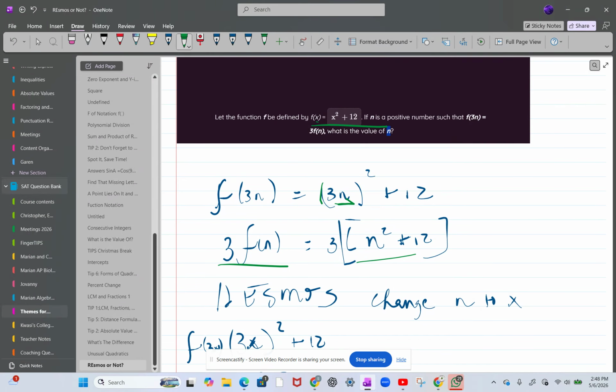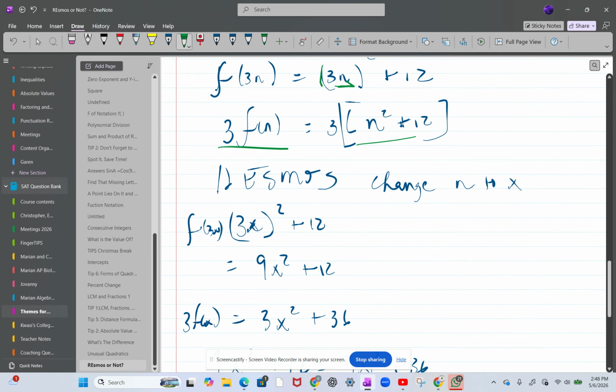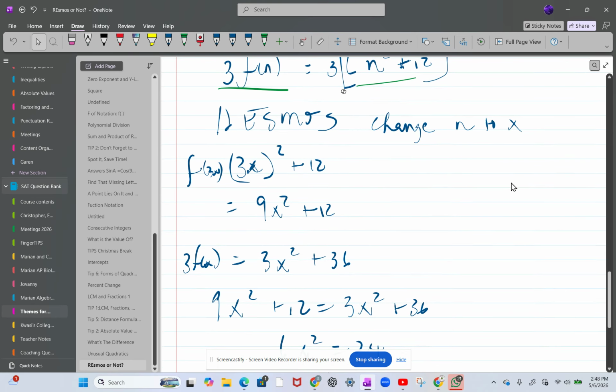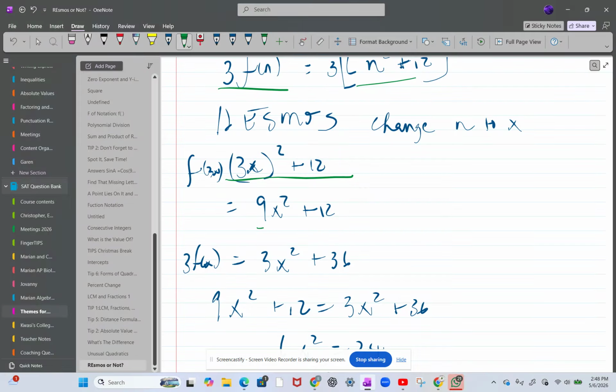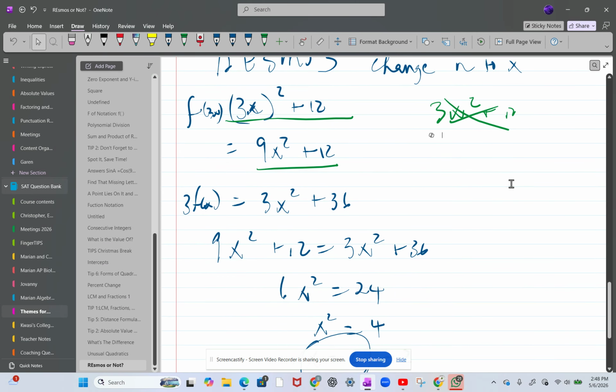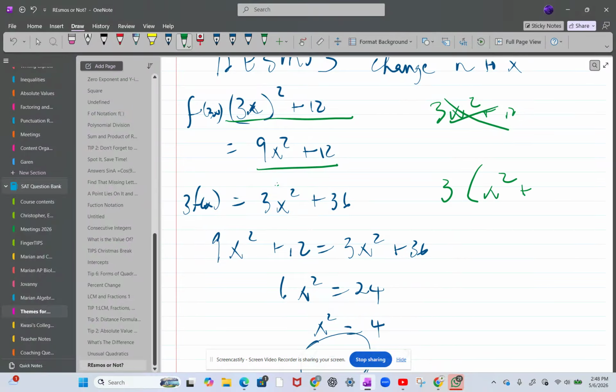Now if you're using Desmos, then you change n to x, and you write f of 3x as this expression. Use parentheses first so that you don't write 3x squared plus 12. That would be wrong, right? It would be 9x squared plus 12. And then 3f of x is 3 times f of x, which is 3x squared plus 12. So this is what you get. If you set this equal in Desmos, then it will solve for you.